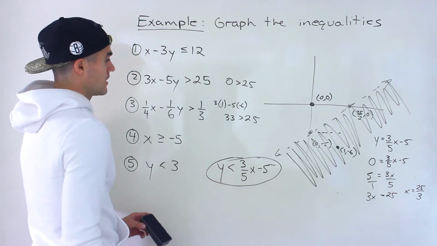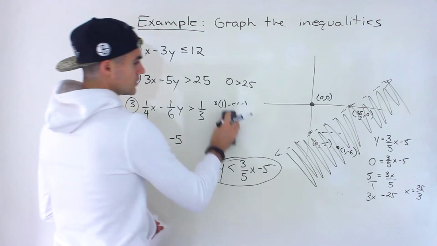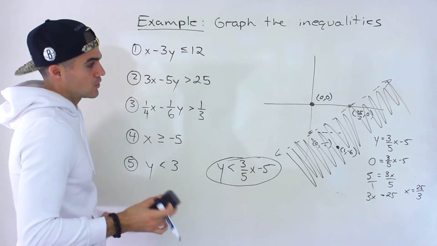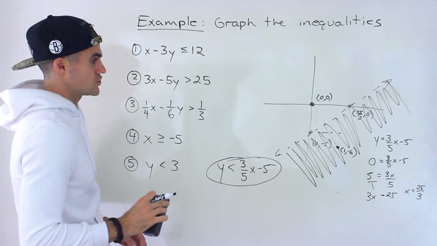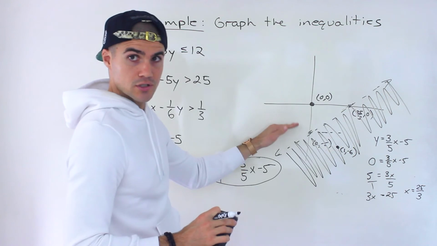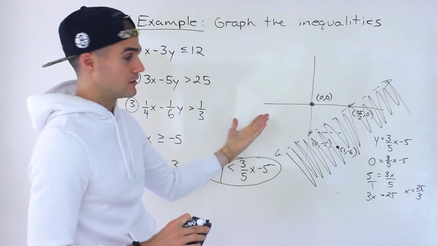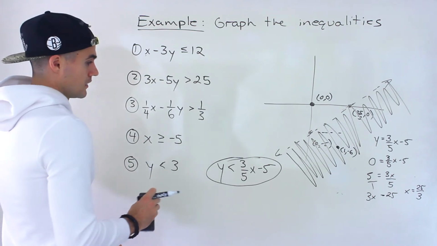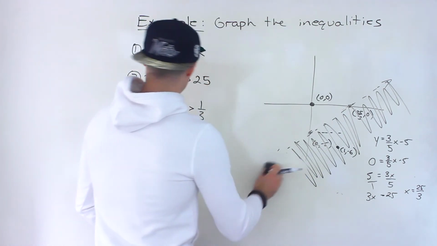So you could always test out your solutions. Using the origin is a quick way to check it. Sometimes the origin's not going to be in the solution, like in this case, and sometimes it will be in the solution, like it was in this case in number 1. Moving on to number 3.